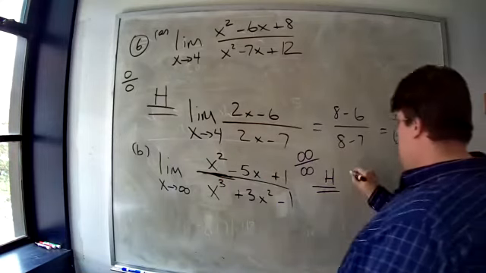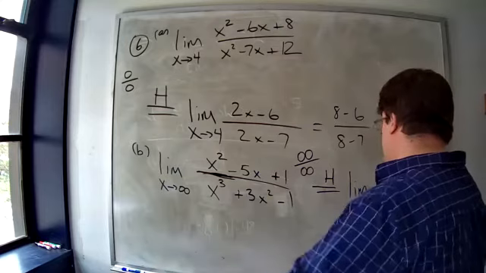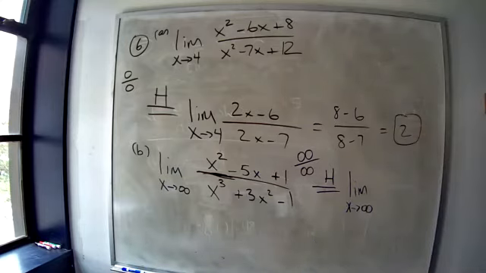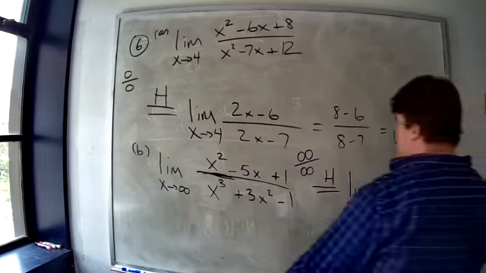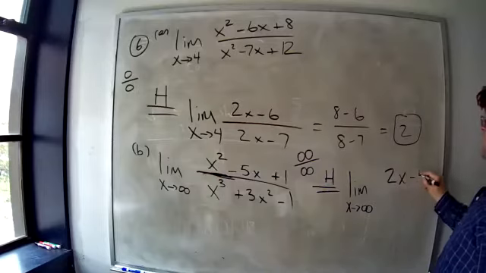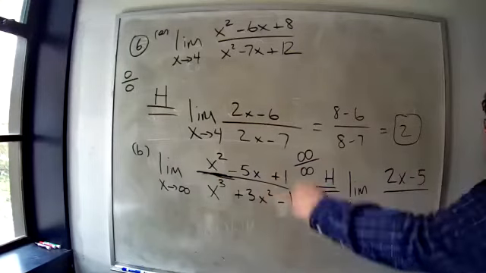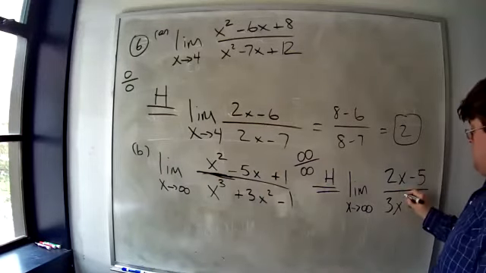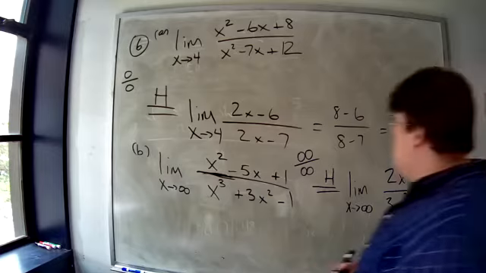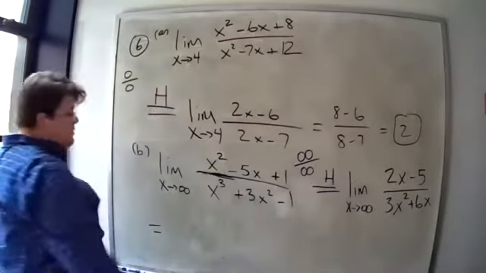Now, what does the rule say? Well, it says we can compute that limit by taking the limit of a new function: derivative of the top, 2x minus 5, over derivative of the bottom, 3x squared plus 6x. Well, how can we compute this?